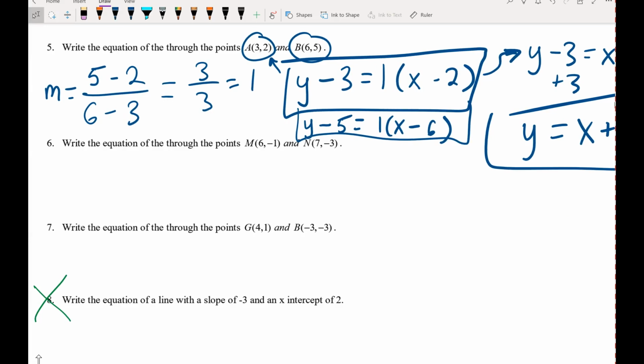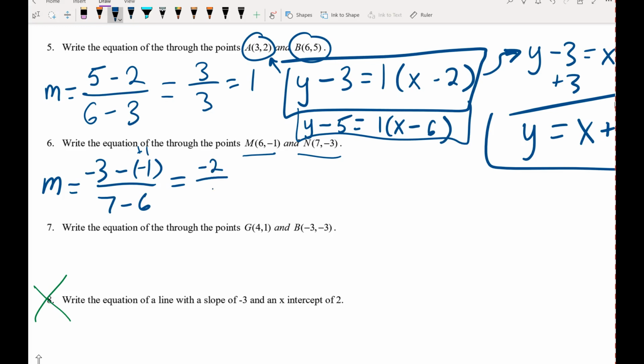For number 6, write the equation of the line through M and N. This is the same process. We take the points, we plug them into the slope formula, y2 minus y1 over x2 minus x1. Now negative 3 minus a negative 1 becomes plus 1. So negative 3 plus 1 is just negative 2 over 1, or just negative 2. Again, it doesn't matter which point you pick. I'm going to pick point M. Y minus a negative 1 becomes plus 1 equals negative 2 times x minus 6.